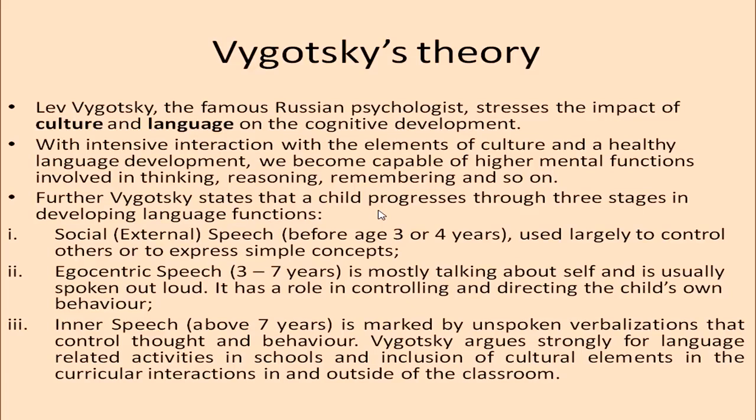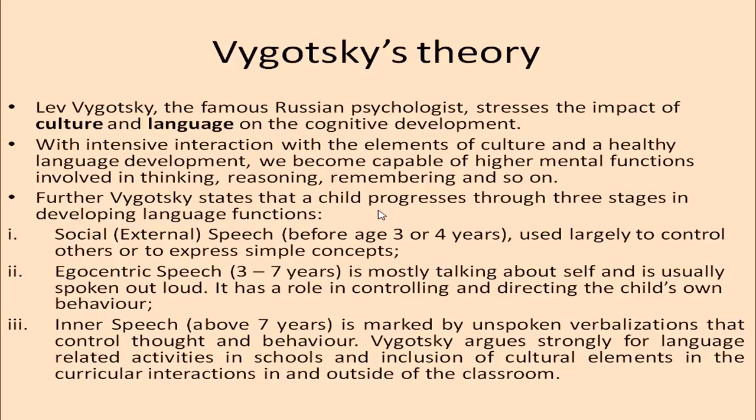Further, Vygotsky states that a child progresses through these stages in developing the language functions. First, he called the social or the external speech, around 3 to 4 years, which children use largely to control others or to express their simple concepts. Egocentric speech, 3 to 7 years, is mostly talking about self and is usually spoken aloud so that others can listen. It has a role in controlling and directing the child's own behavior. The inner speech comes around 7 years of age and is marked by unspoken verbalizations that control thought and behavior, which the other person cannot hear. We talk to ourselves and it is not audible to others.